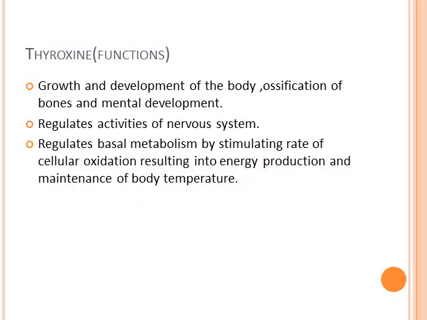temperature. Now, if there is a problem in the secretion of thyroxine from the thyroid gland, there will be a problem in the growth and development of the body, as well as there may be a mental retardation. There may be a deficiency or different problems in the nervous system. The body temperature of our body will not be regulated properly. So basically it stimulates the rate of cellular oxidation. So if there is a problem in thyroxine, many problems may arise. So let us see in the next slide what are the problems which may happen if thyroxine is secreted less or it is secreted more in our body.